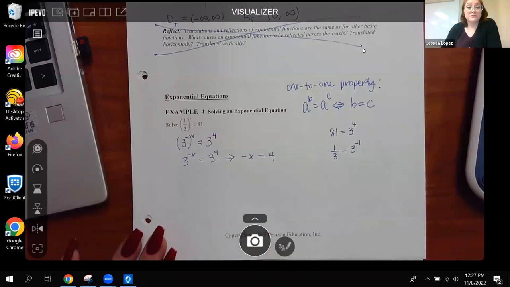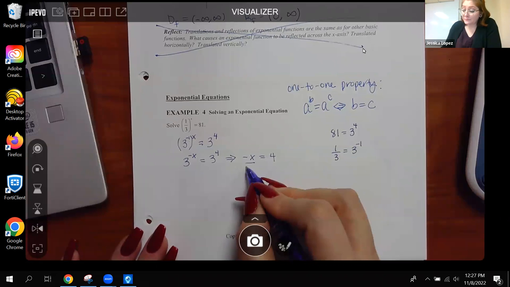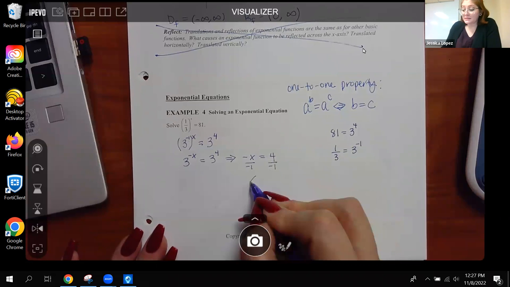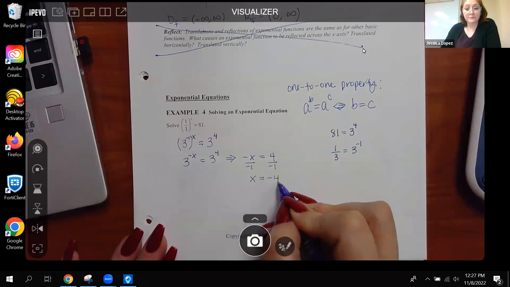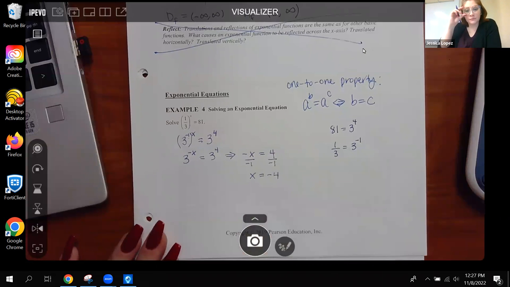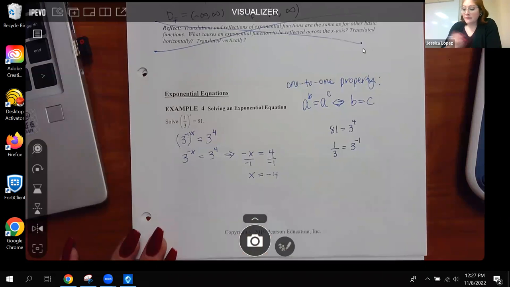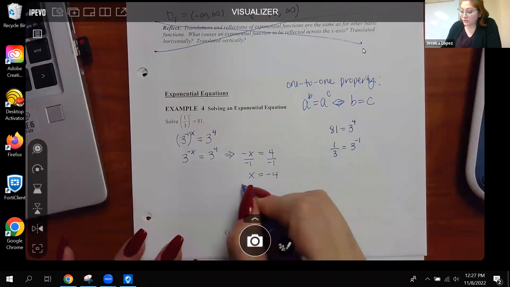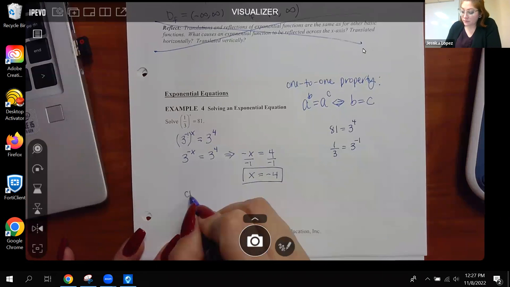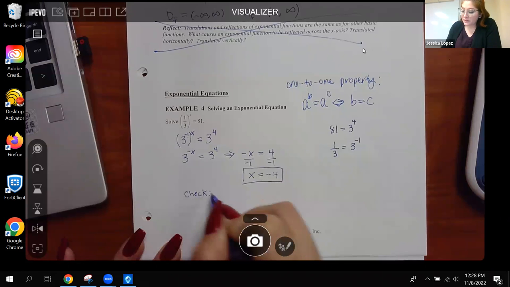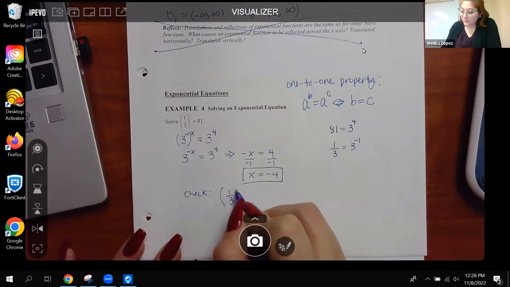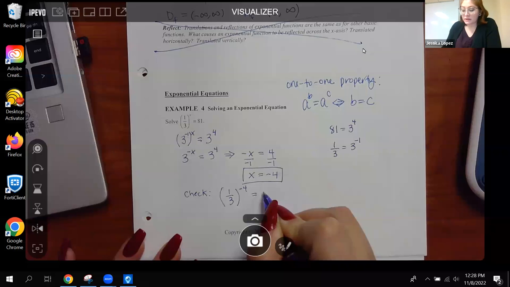And if I'm trying to solve for just x, then I'm going to divide by that negative 1 in front, and I get x has to equal negative 4. And then you can check. This is the answer. We're done. But you can check. What do you do? You plug in the x value that you found and see if it actually equals 81.